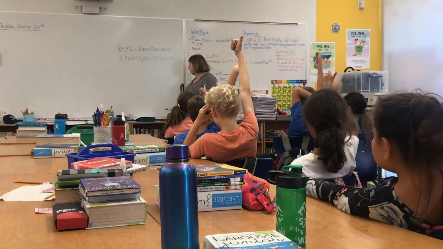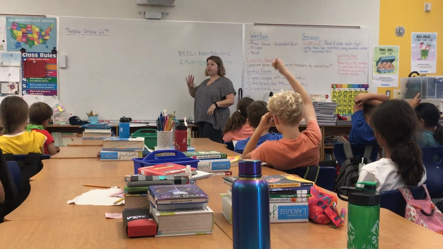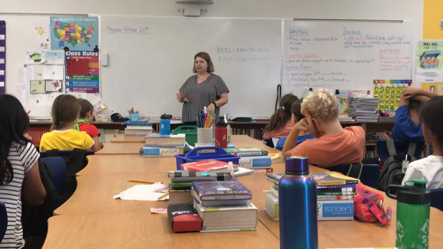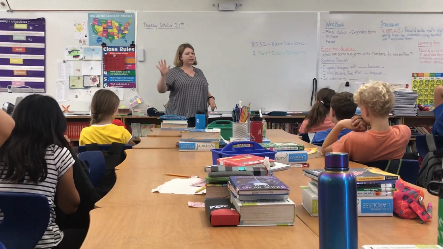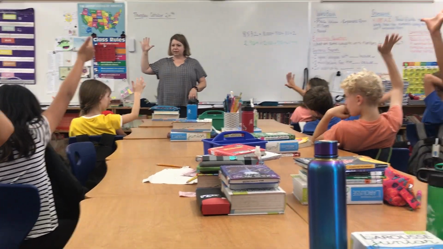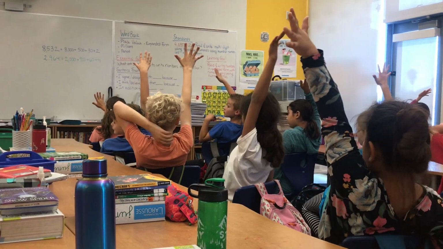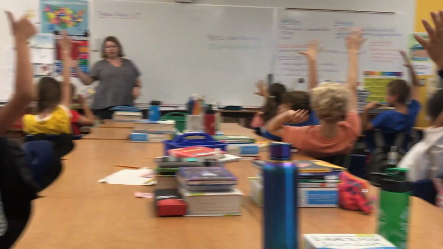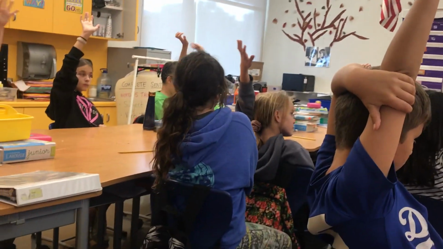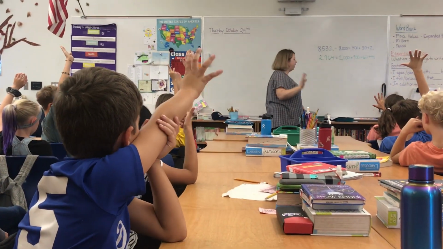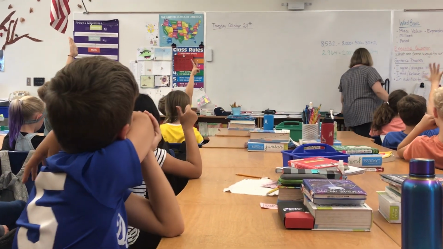Okay. On a scale of 1 to 5, 5 being the most, 1 being the least, how many of you feel like you understand what expanded form is? Some of you may be 3s, some of you might be 4s. That's okay. I see a lot of good 5s. Okay. I think we are ready to move on with this lesson.